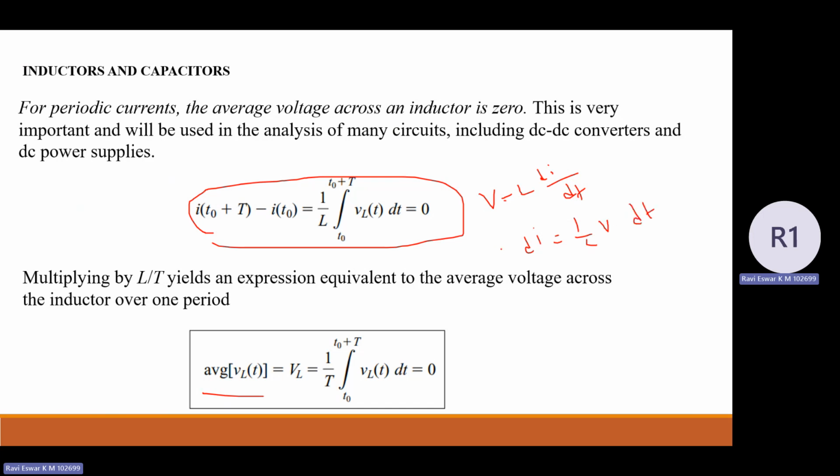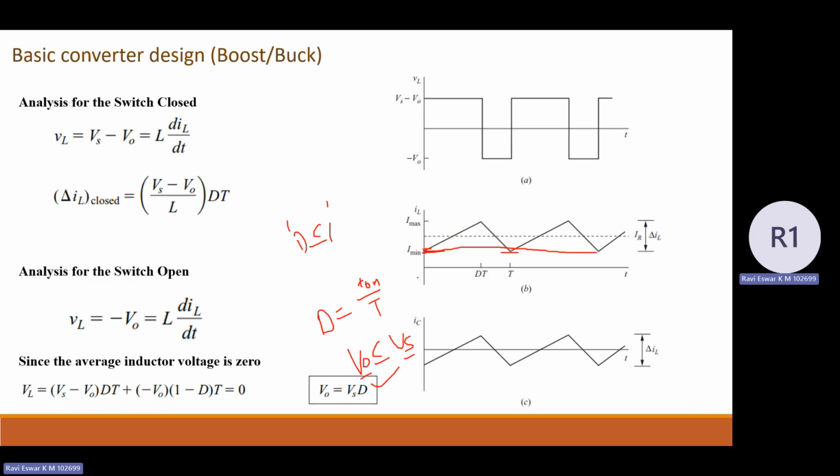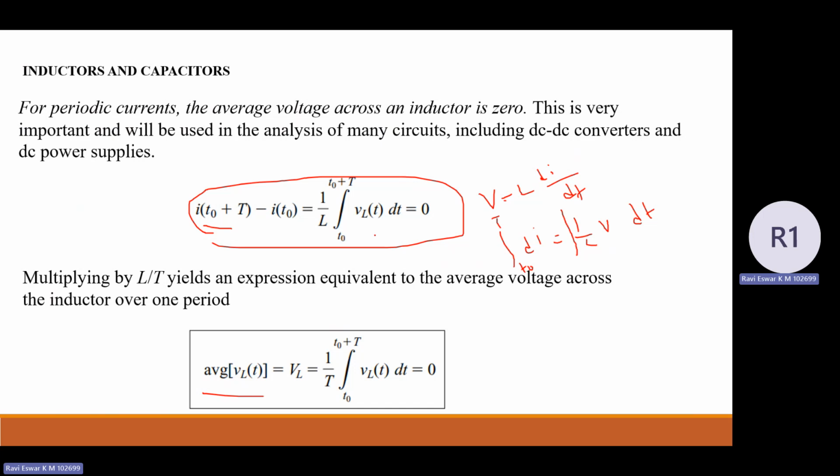If I apply integration on both sides, from t naught to t naught plus T, where t naught is the initial time, then I can write I of t naught plus T minus I of t naught equal to 1 by L integral from t naught to t naught plus T of VL dt.